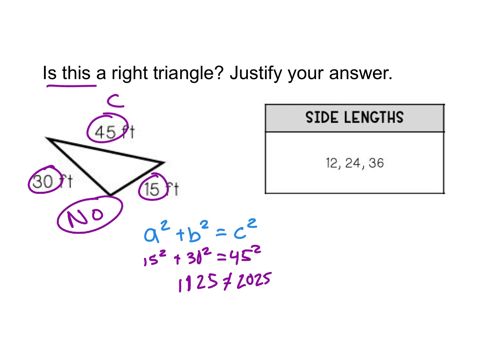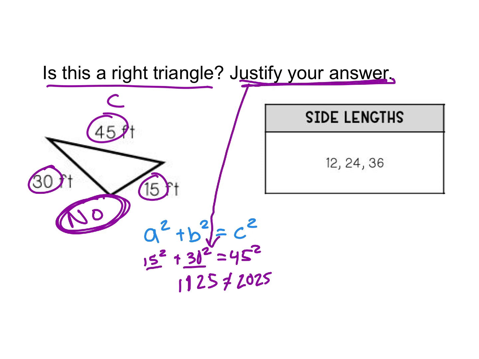So two things: is this a right triangle? My answer is no. Second thing is my proof. Justify your answer. Justify your answer just means showing you putting it in a squared plus b squared equals c squared order, and then showing does it equal it or not.